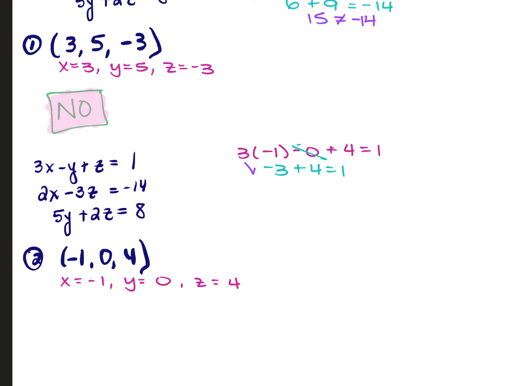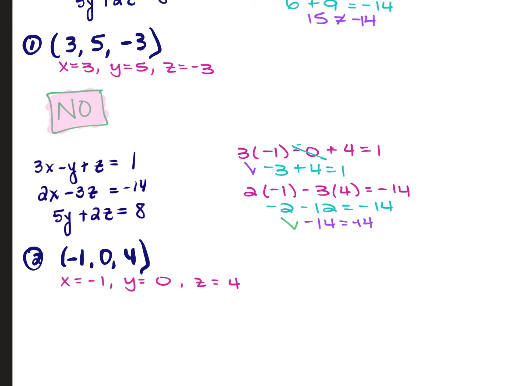For your next one, you have 2x minus 3z is equal to negative 14, so that's going to be 2 times negative 1 minus 3 times 4 is equal to negative 14. Your 2 times negative 1 is negative 2, negative 3 times 4 is negative 12. The negative 2 minus 12 is negative 14. So you have a true statement with this one as well.